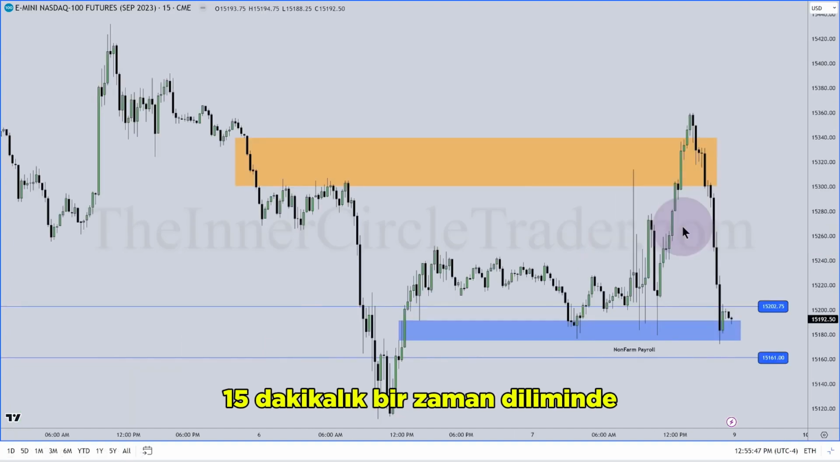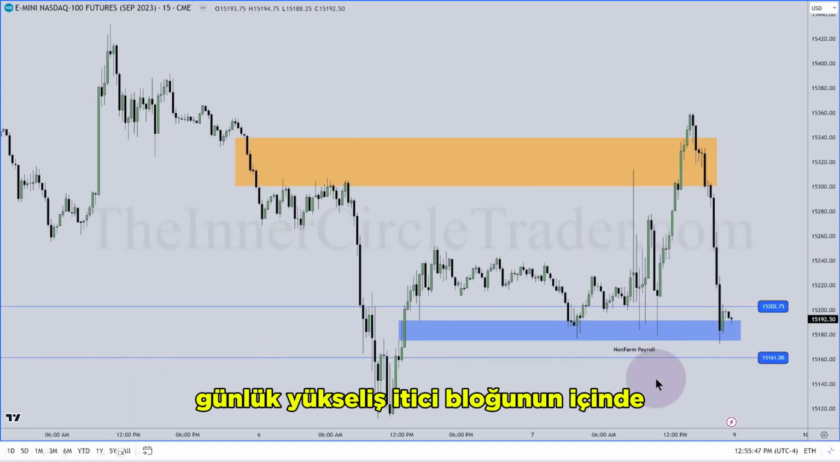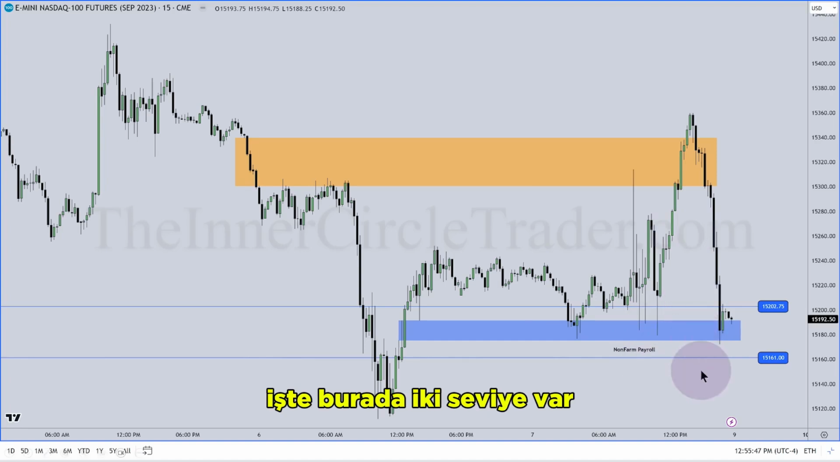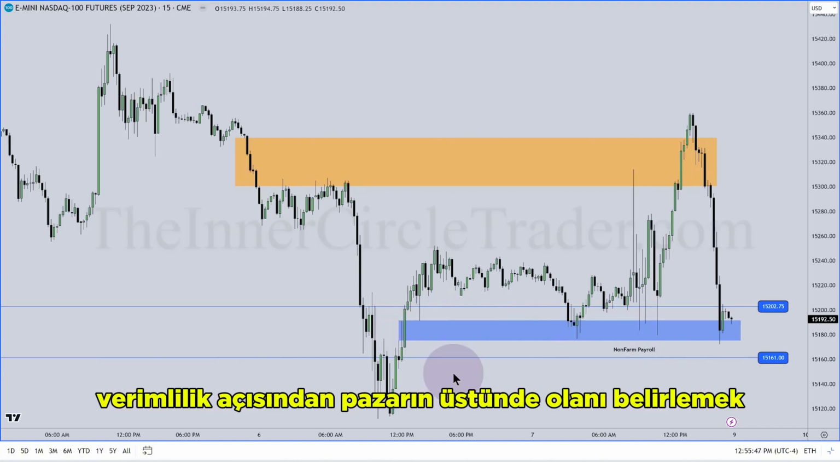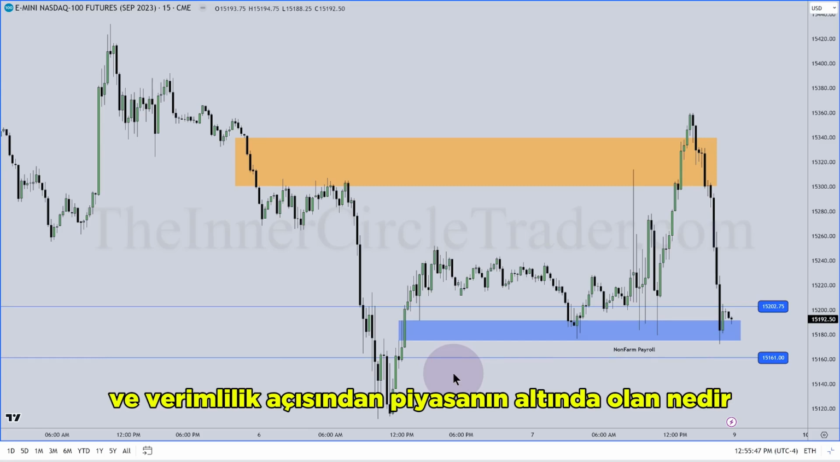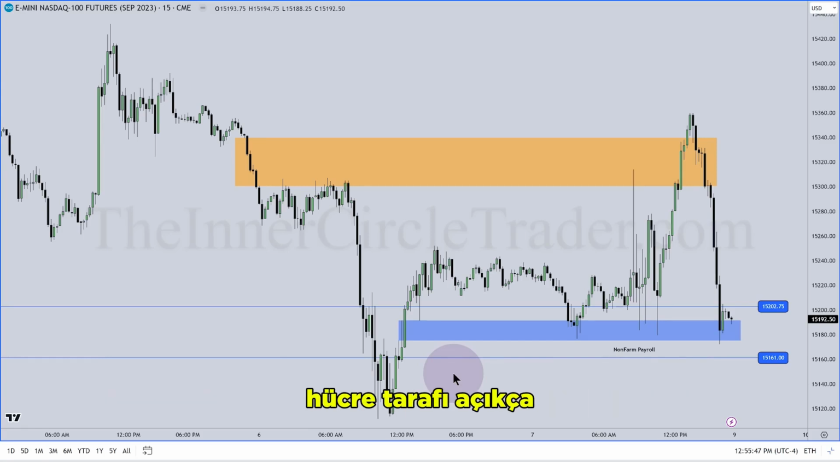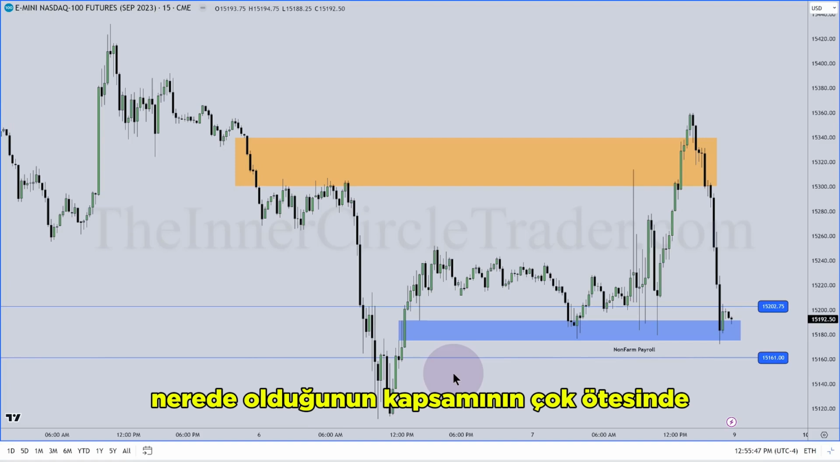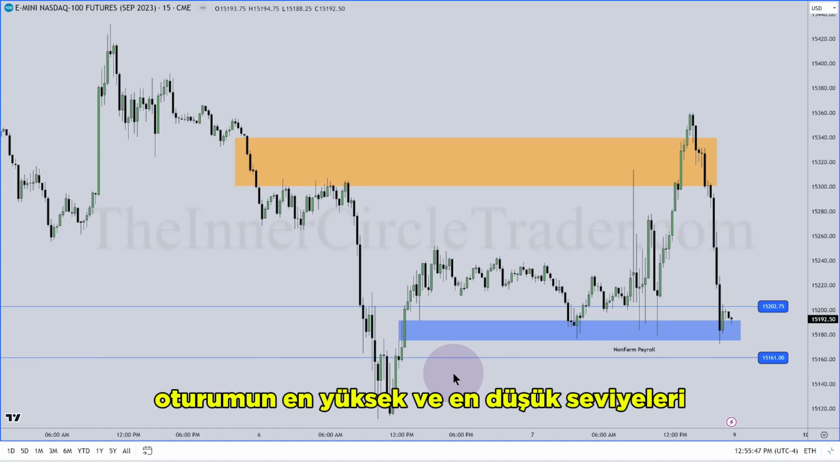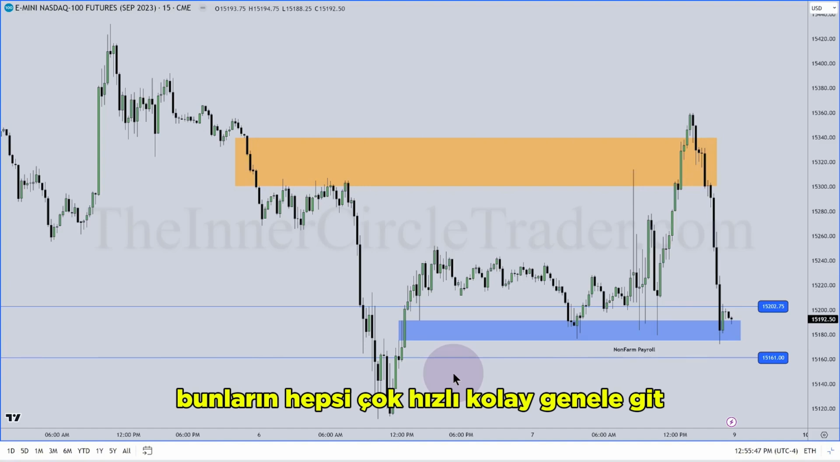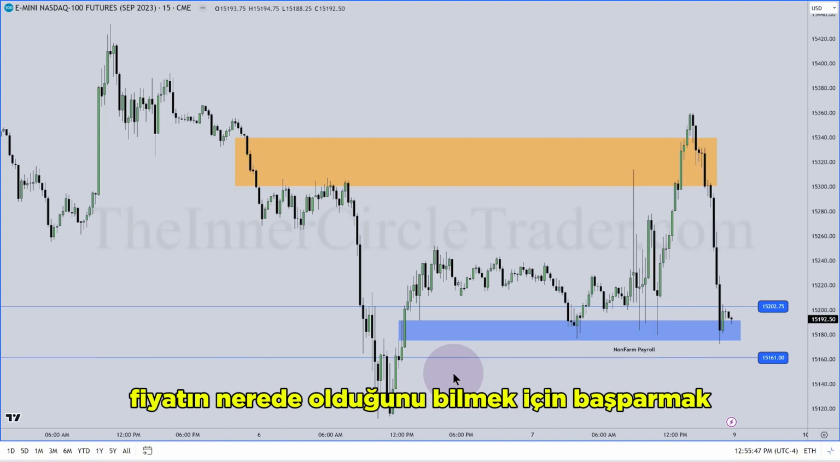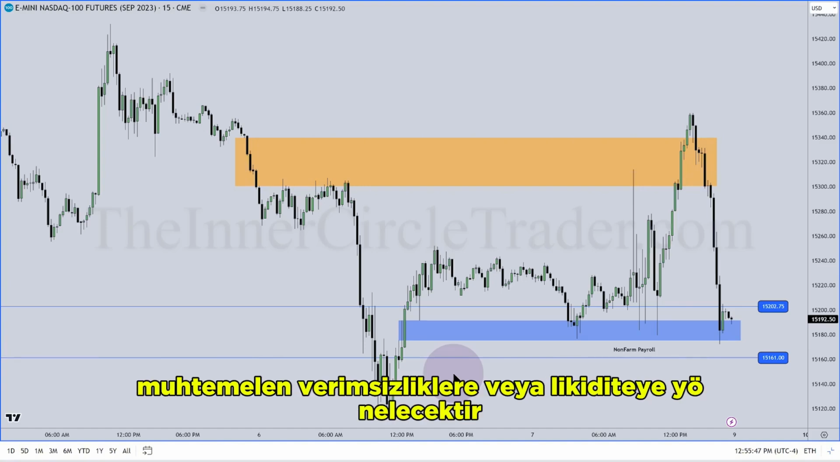In a 15-minute time frame, inside of the daily bullish propulsion block, that's these two levels here. We also have that hourly fair value gap. Your first task is to, again, identify what is above the marketplace, inefficiency and liquidity, buy side, and what's below the marketplace, inefficiency and sell side. Now, obviously, you can get crazy and look way beyond the scope of where the market will likely reach for, but you want to look at previous day's highs and lows, session highs and lows, the highs and lows in the last 3 days, and previous week high and low.